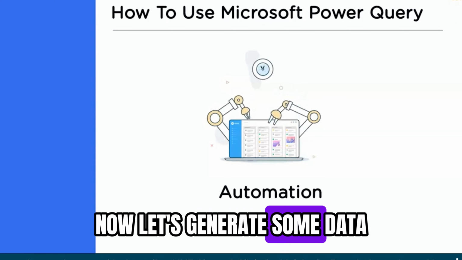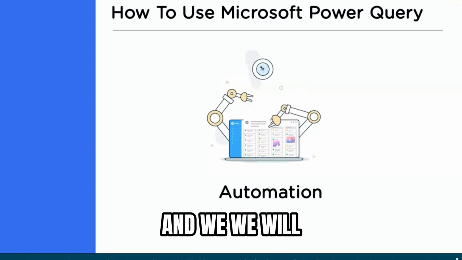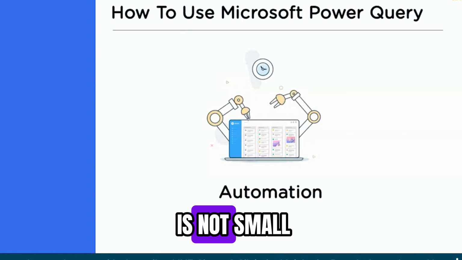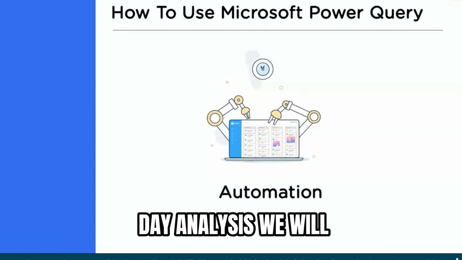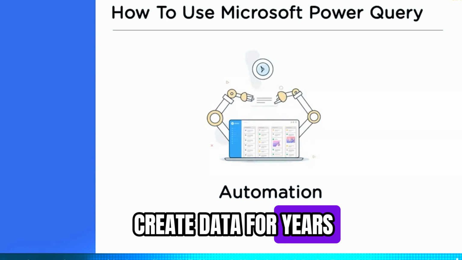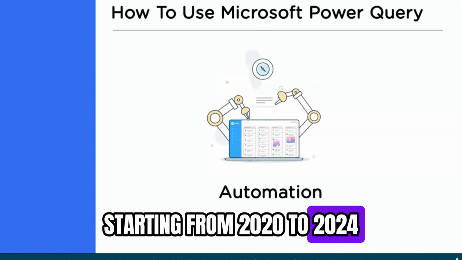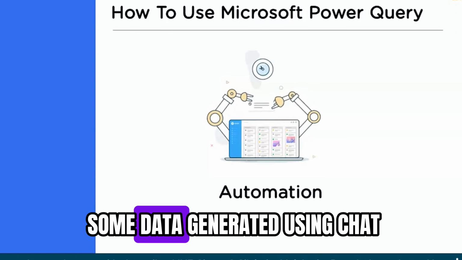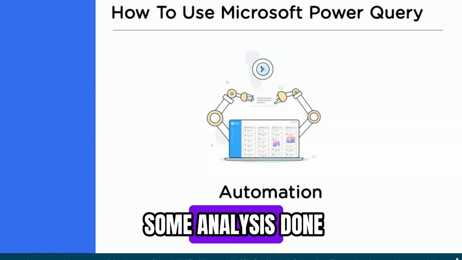Now let's generate some data. This data will be generated using ChatGPT, and we will not generate small data, like for a week-on-week analysis or a day-by-day analysis. We will create data for years. We will take 5 consecutive years, from 2020 to 2024, have some data generated using chat, and we will automate that data and try to get some analysis done.